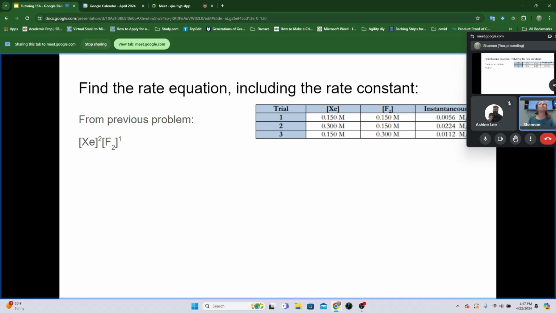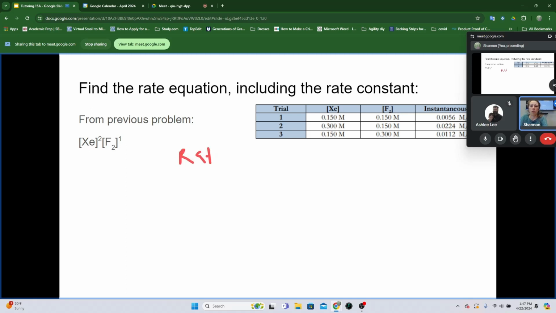Okay, so two problems ago, we found the reaction orders for this table. Now we're going to take those and find the rate constant. I'll do this one with you again. So we're going to fill it in.